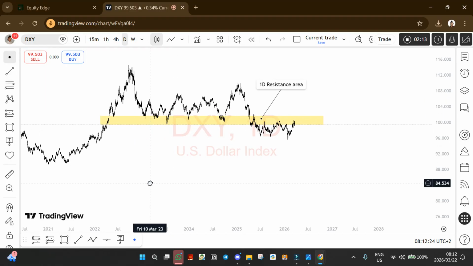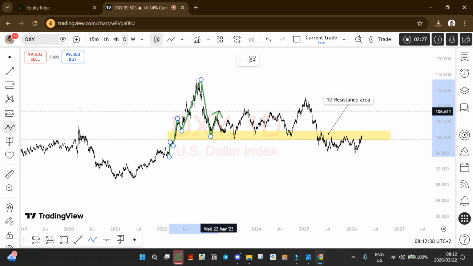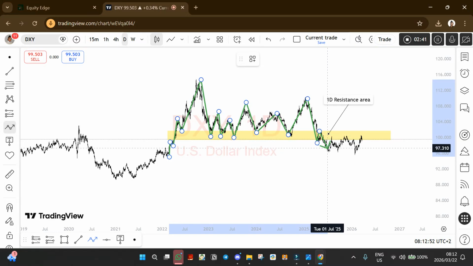Cool. Now, what makes it a resistance area? It's an area where the market tried to break, couldn't. It was a previous resistance. Then the market broke it, and it became support. It supported one, two, three, fourth time, fifth time, right? And then finally broke it, and now that's what's happening.